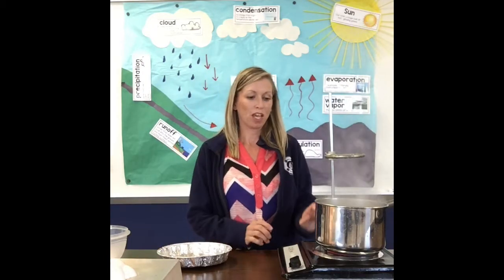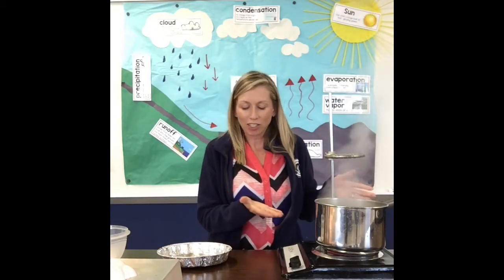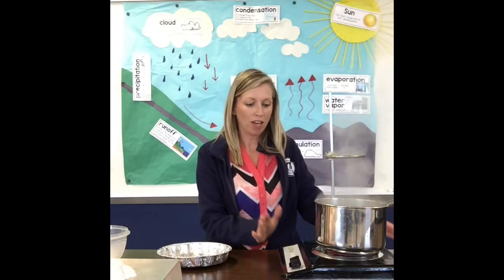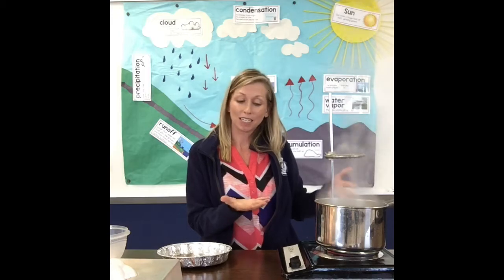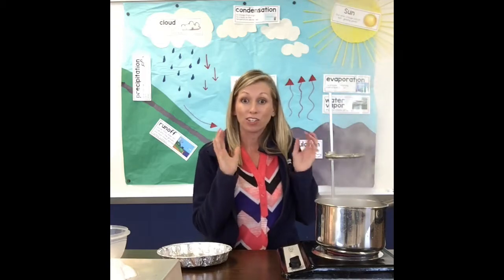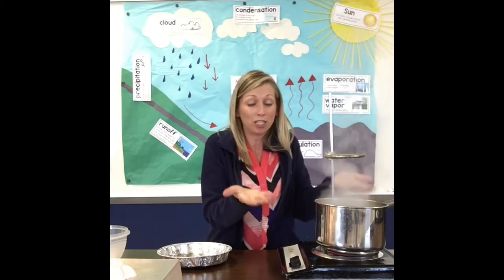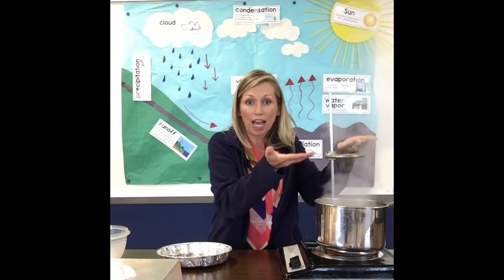Okay, let's look at our next model. You can see I kind of already got it started. We have a stovetop which produces heat. So it represents the sun in the water cycle, okay? I have a pot with water. So this water represents the ocean, okay? And the sun is already heating the ocean, so you can see we already have some evaporation, okay?